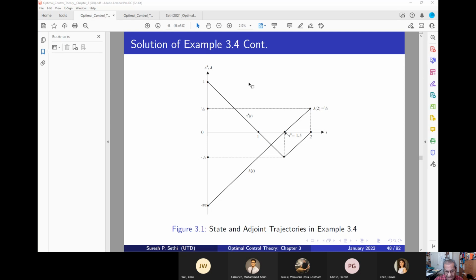But remember, I have to solve the problem for every t, not just for 0. So basically, that boundary goes all the way to here. Anything below that boundary will not have a feasible solution.